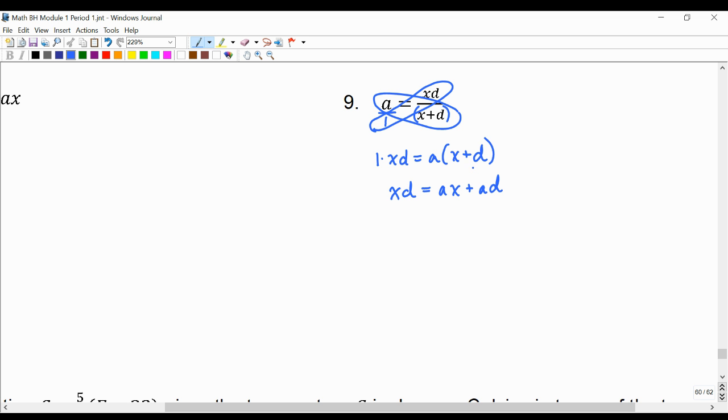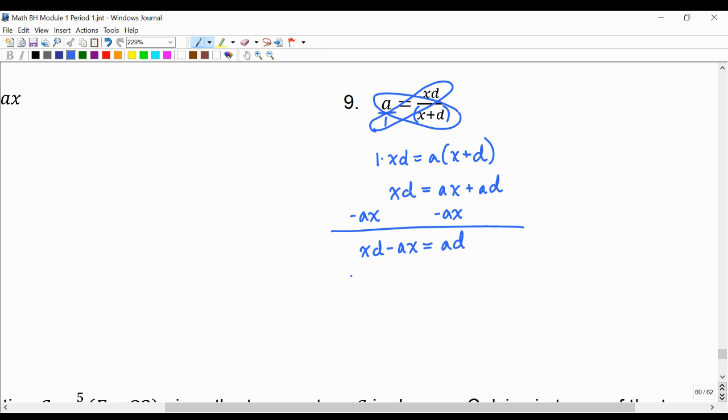On some of the problems we have not distributed, but I need to get access to this x because I'm noticing there are clones of x's, and I need to get these x's on the same side. All right, now I got my clones of x's on the same side. I got everything else on the other side.